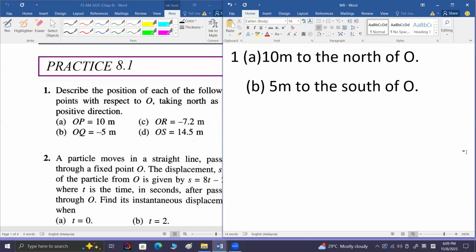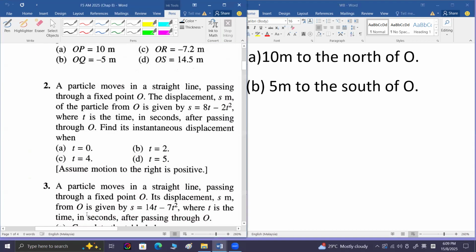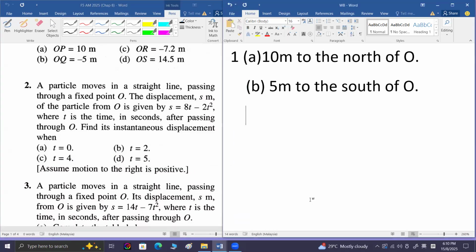Yeah. Now we continue question 2. A particle moves in a straight line, passing through the fixed point O. Okay, now we start the displacement. Displacement is as given. So class, displacement is for us to find distance. The difference between displacement and distance is displacement, okay, we can write negative, but distance, we don't write negative. Okay, take note of that.